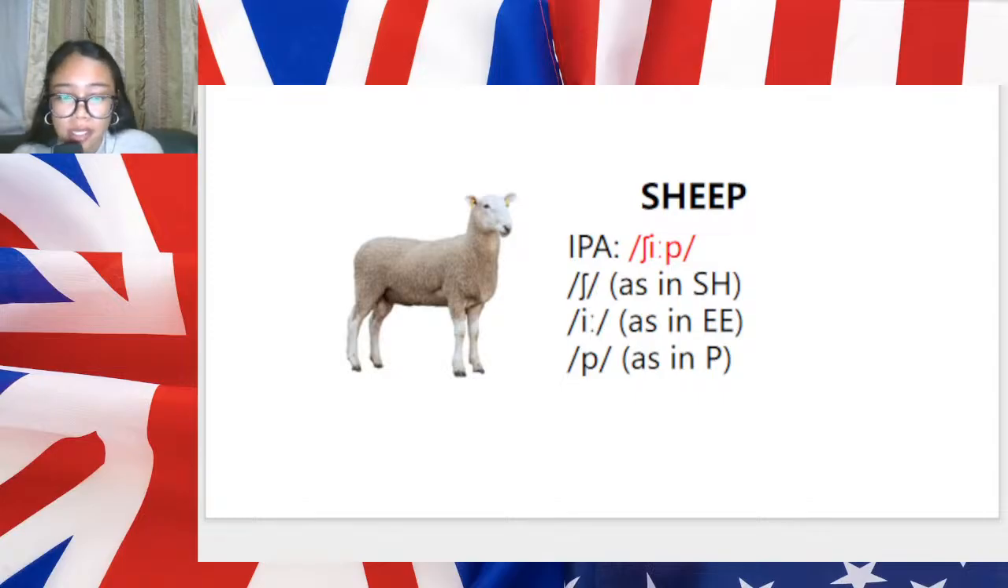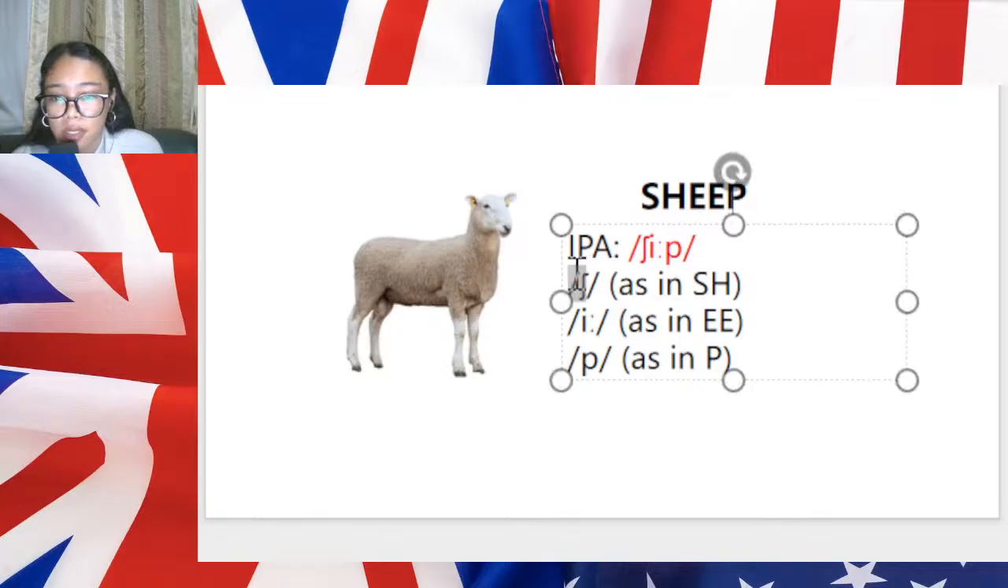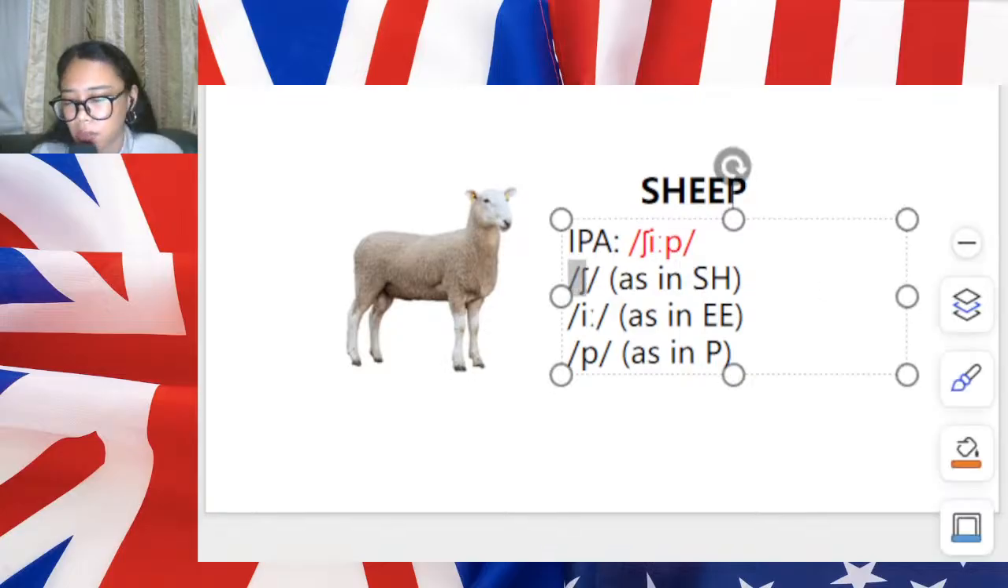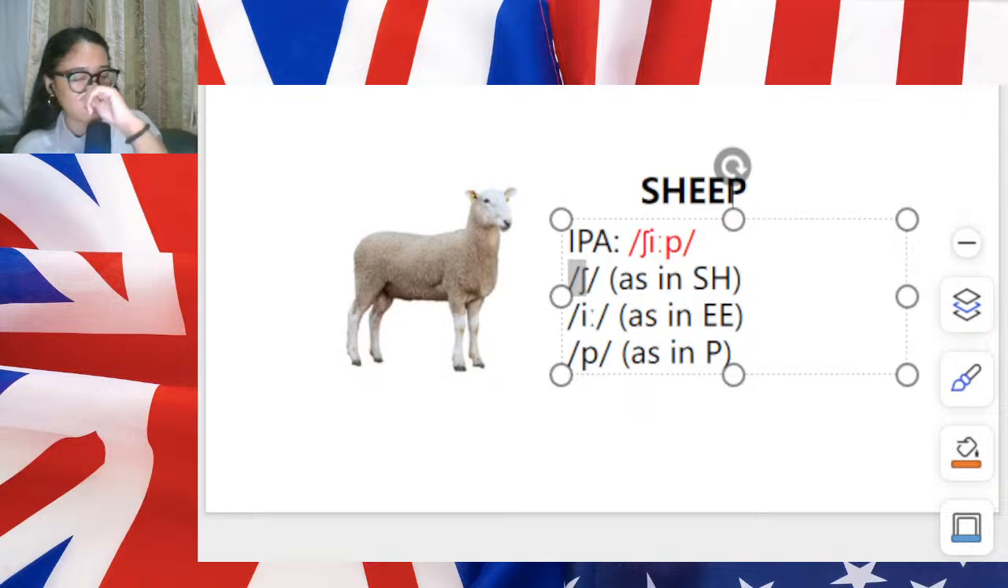As in, this is sheep. It starts with this letter. Now, the IPA transcription of the letters S and H, or the sh sound, these are the sounds that it creates. Next to that is shaver.